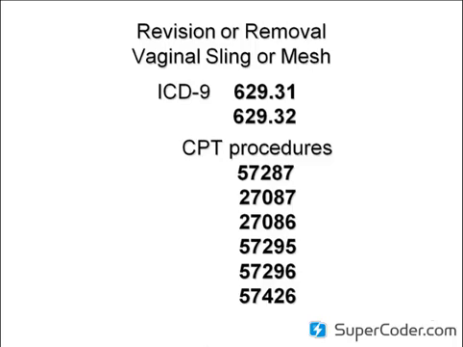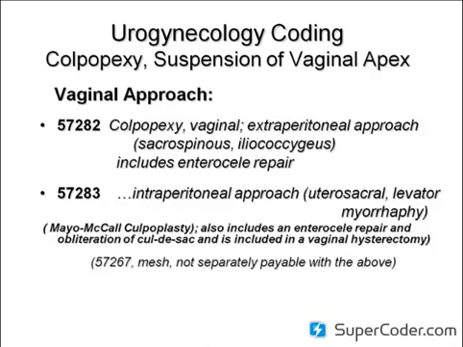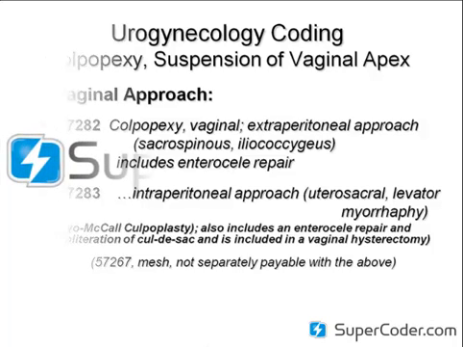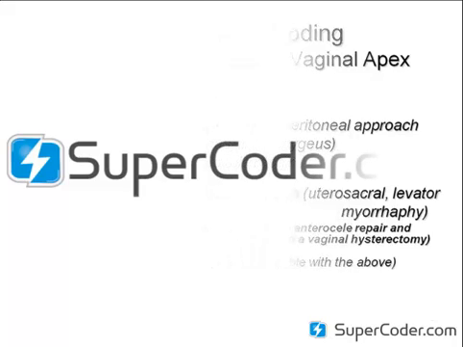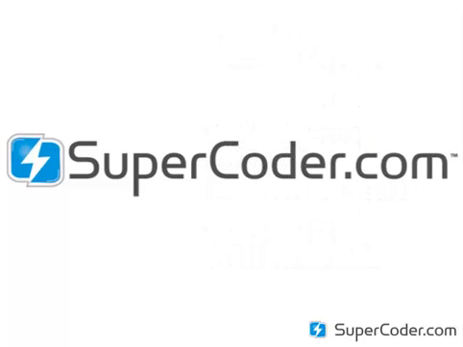Let's go to page 6, and I'd like to talk to you a little while about colpopexies, or suspensions of the vaginal apex. In the vaginal approach, we have two procedure codes. We have 57282, which is a colpopexy vaginal procedure. It's an extraperitoneal approach utilizing the sacrospinous ligaments.